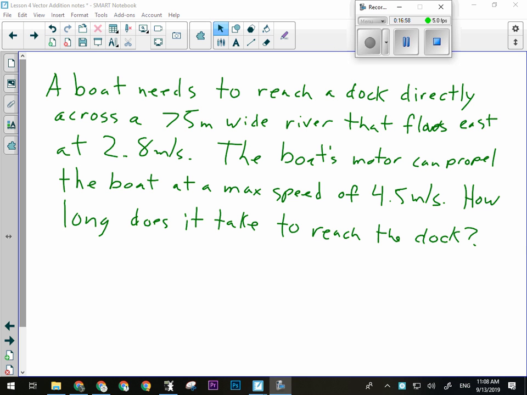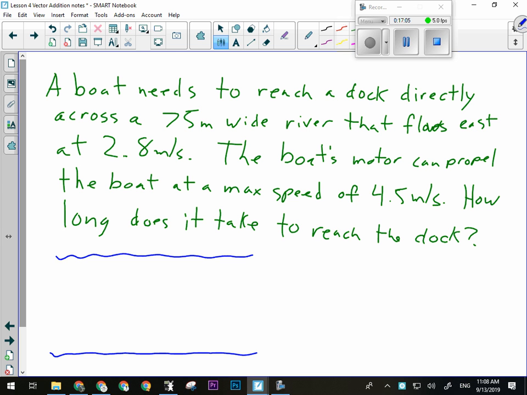Okay, so this one's going to be set up as follows. We have our river. We know that it's 75 meters wide, and that it flows downstream, or east, at 2.8 meters per second. And we know that we're going to wind up going directly across the river. So this is my average velocity here. I don't know what it is yet, but that's what I'm going to end up doing, because I'm trying to go straight across.